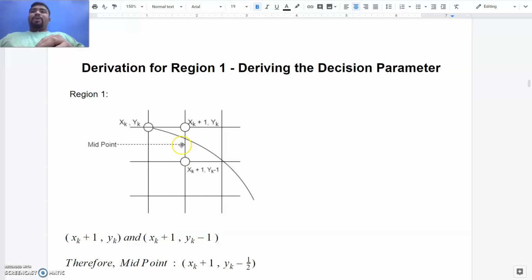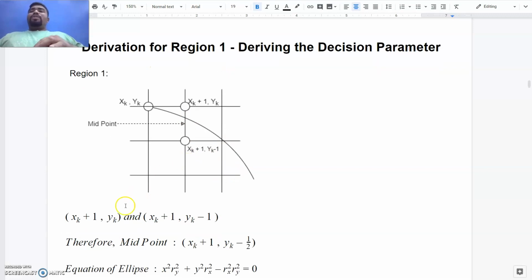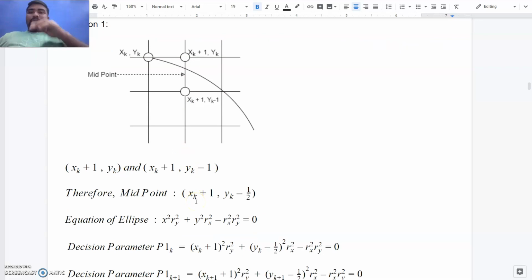The logic is that if the midpoint is lying inside the ellipse, that means the ellipse is closer to the above point, right? So if it is closer to the upper point, we'll choose yk. If the midpoint is above the ellipse, outside the ellipse, that means the line of the ellipse will surely be closer to the below point, so we'll choose y next as yk minus 1. So now again we know we have these 2 points, xk plus 1 comma yk, that is this one, and the next point is xk plus 1 comma yk minus 1. So we can get the midpoint out of it. The midpoint is xk plus 1 comma yk minus half.